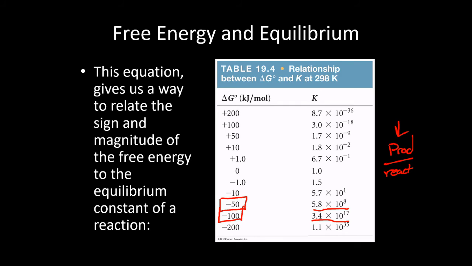There's practically no reactants. And then the opposite is true here with the very positive delta G values. These are not going to move forward at all, which again, conversely means the reverse process is extremely highly favored.